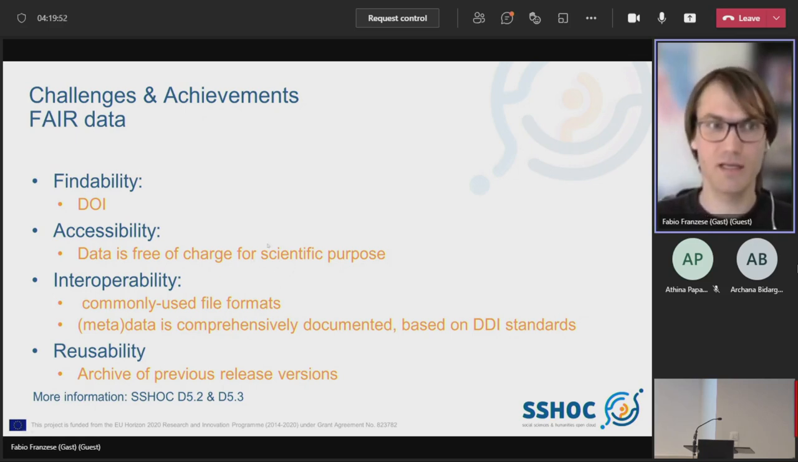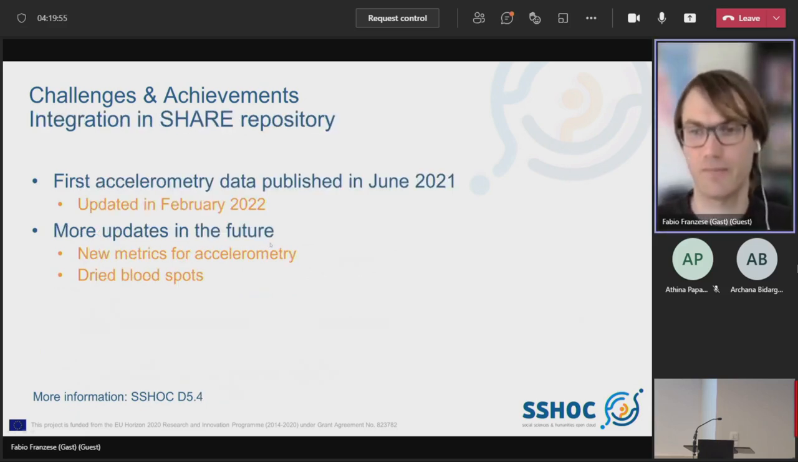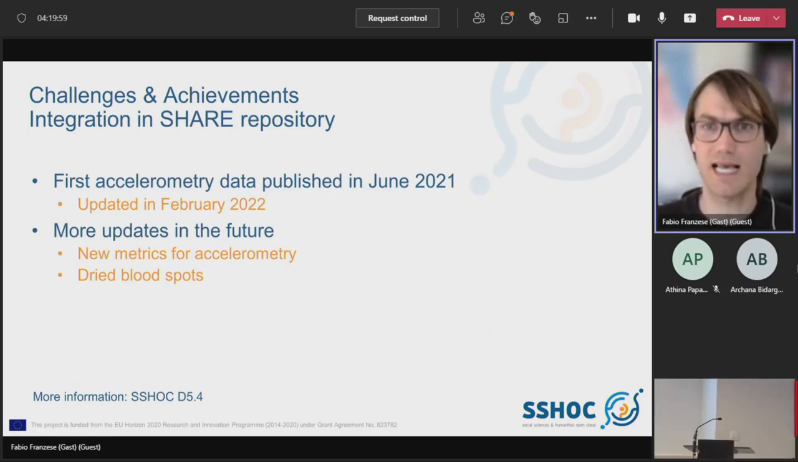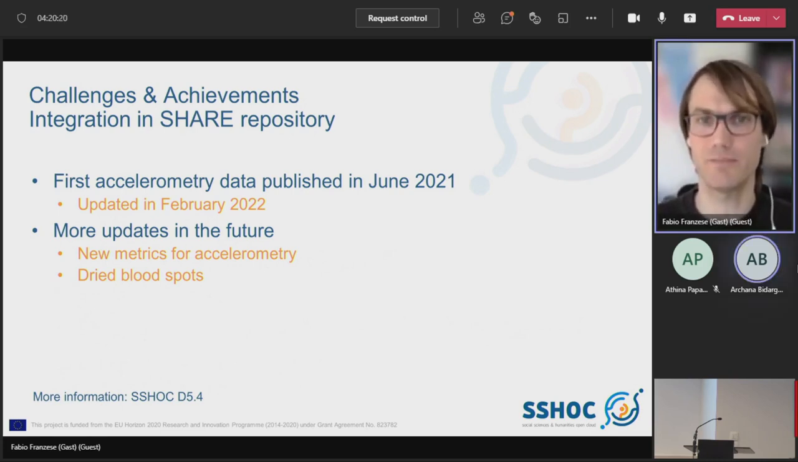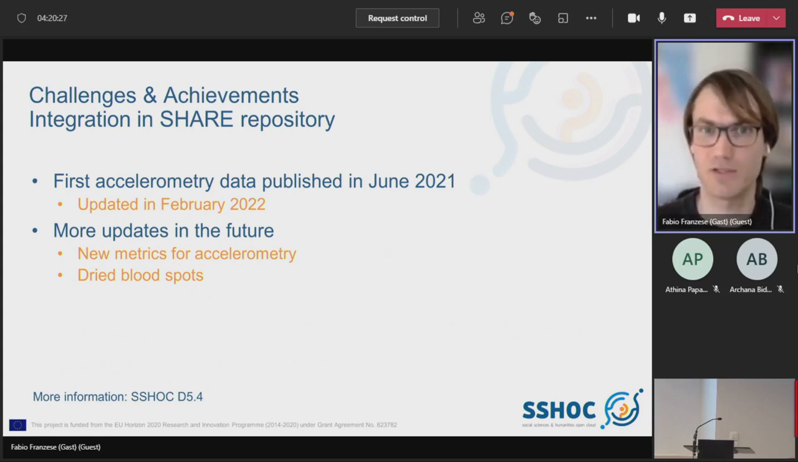And then the last step was the actual integration of this data in the repository. We started that last year already with the accelerometry data that was published, and we had a major update at the beginning of this year. Here the data structure is a bit different compared to our normal survey data. As I already mentioned, these files are quite huge. Normally we have the data from all of the respondents, all our participants, in one data file. But here we have separate files, one per respondent. So that was a bit different.